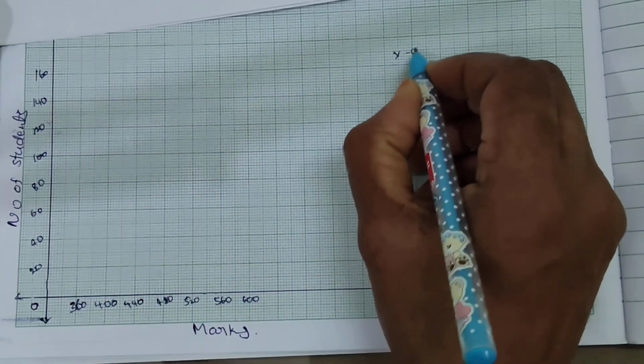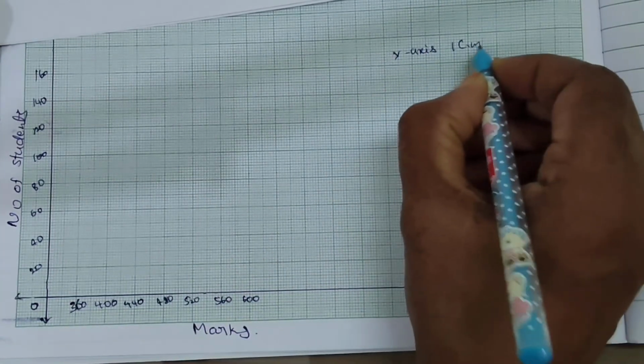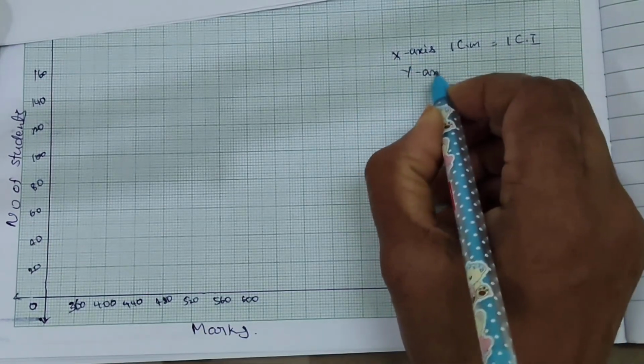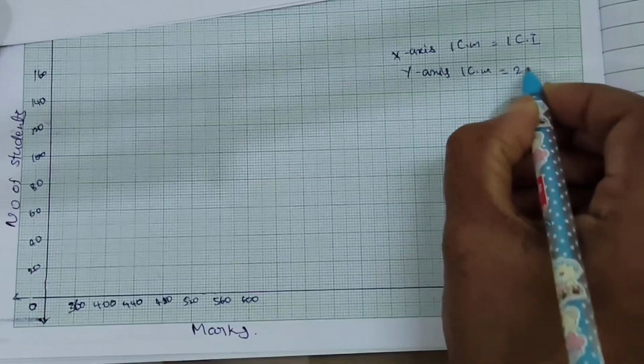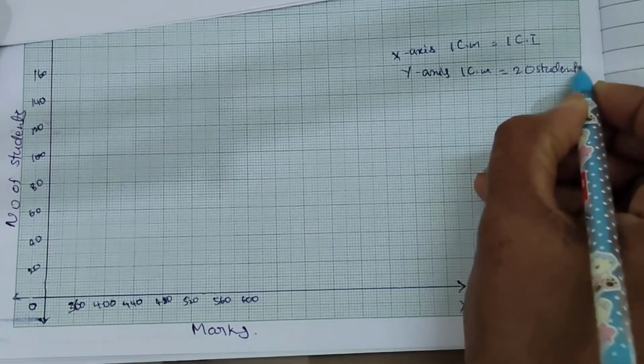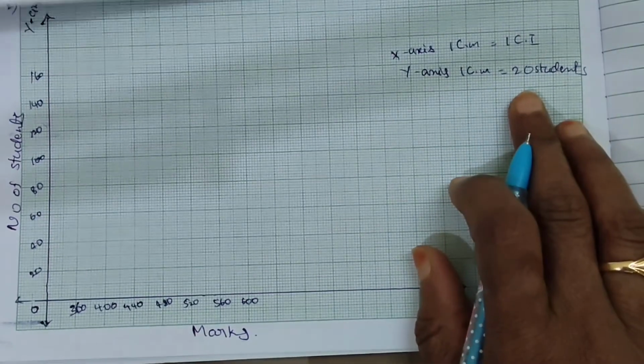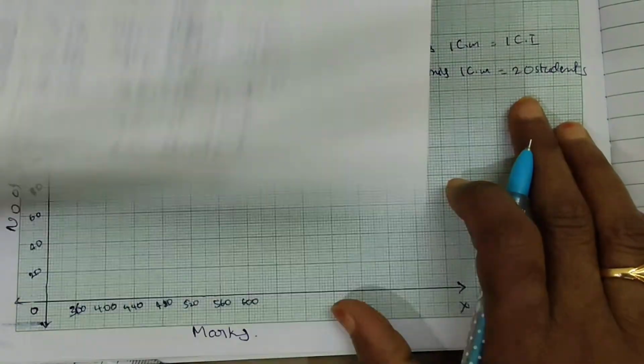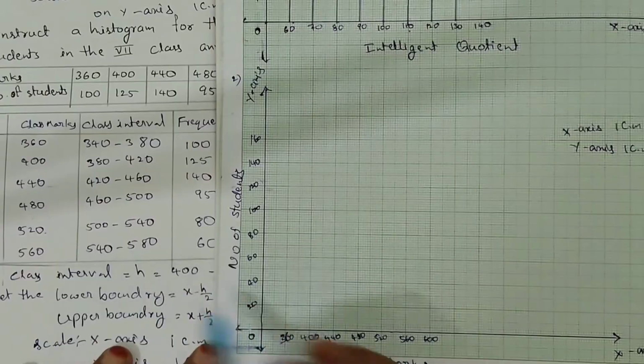Now we write the scale: on the x-axis, 1 centimeter equal to 1 class interval, and on the y-axis, 1 centimeter equal to 20 students. This is the scale of this histogram. Now we draw the histogram. Observe the data and draw it.